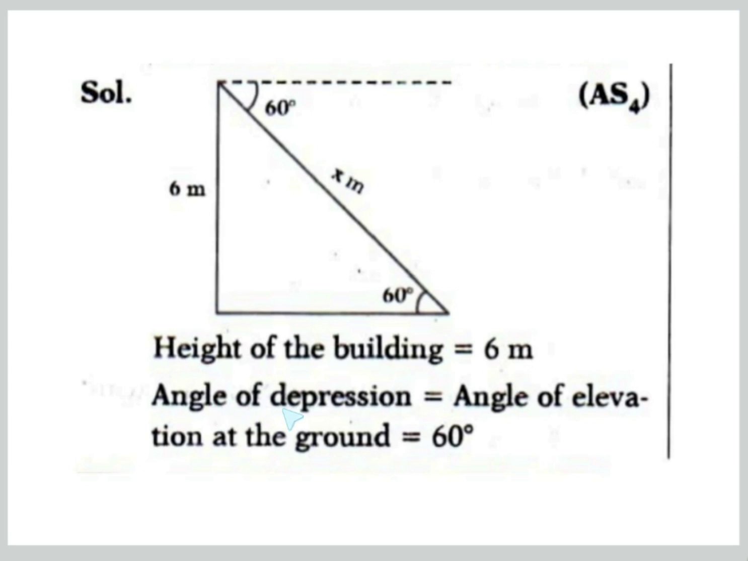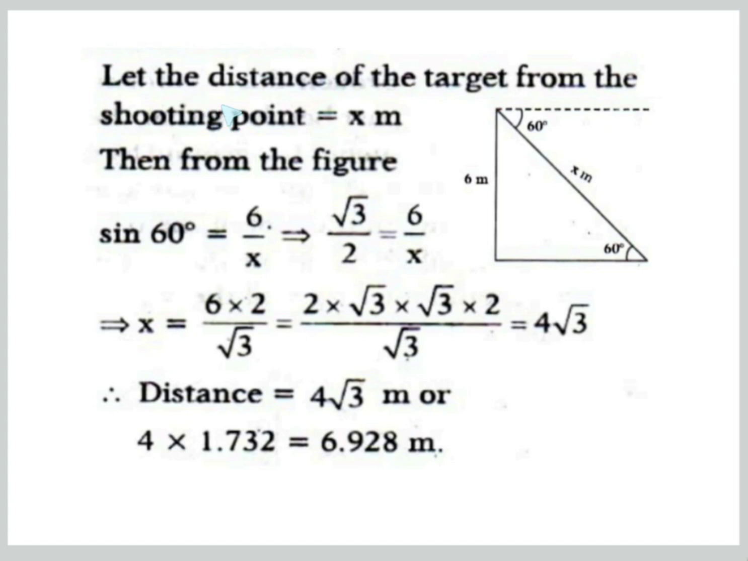Height of the building 6 meters. Angle of depression, angle of elevation at the ground 60 degrees, alternate interior angles. Let the distance of the target from the shooting point be x meters. Then from the figure, sin 60 equal to opposite side by hypotenuse, 6 by x.